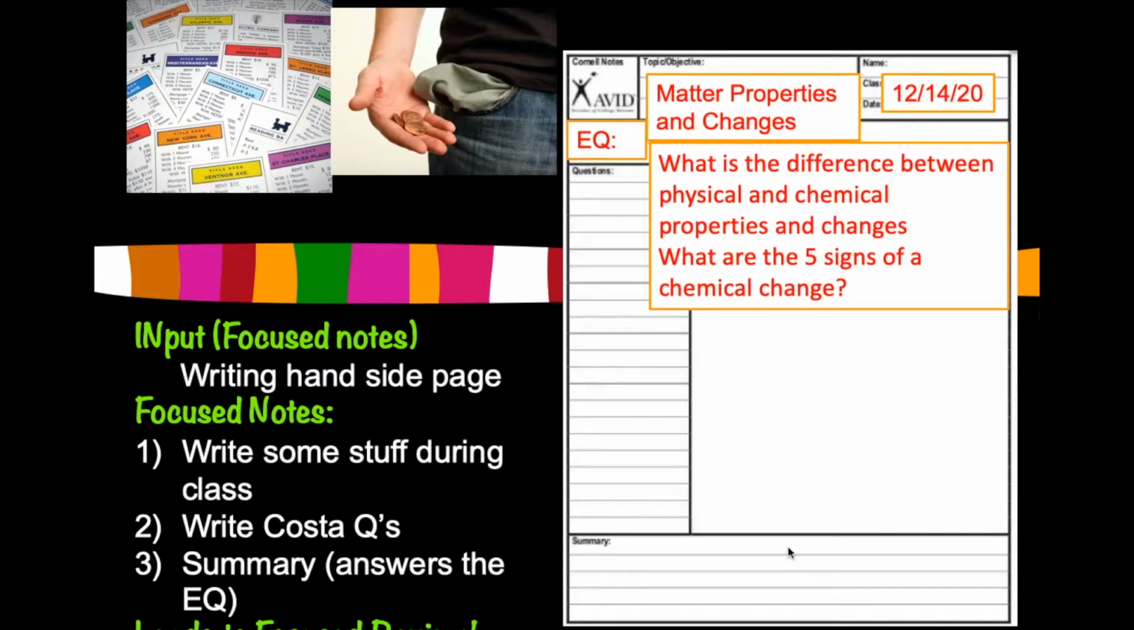All right, welcome to another topic in chemistry together online. So, our focus for today, you can start setting up your focus note page, is matter properties and changes.